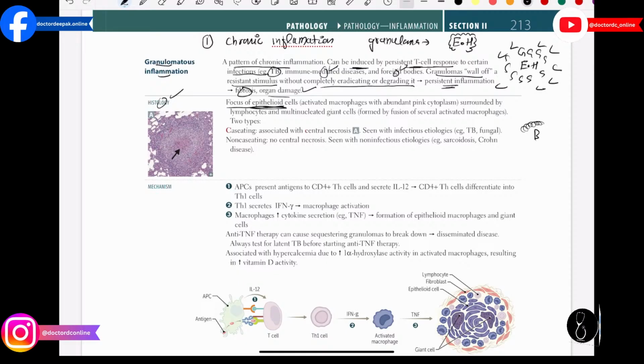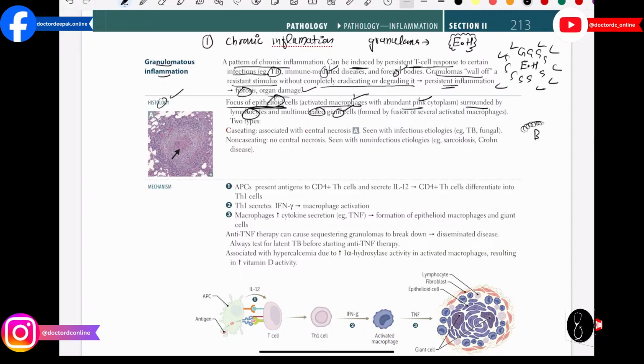cells. What are epithelioid cells? These are the activated macrophages with abundant pink cytoplasm, and these are the epithelioid histiocytes or epithelioid cells, which are surrounded by lymphocytes and multinucleated giant cells. They can ask you in the exam, what are giant cells? So basically when a lot of activated macrophages combine with each other, it will lead to the formation of giant cells. So please keep this in mind.